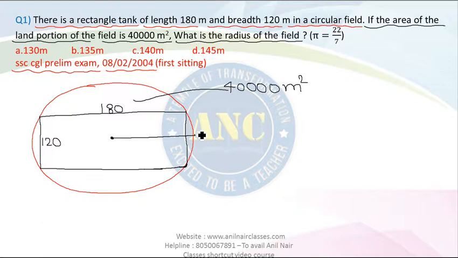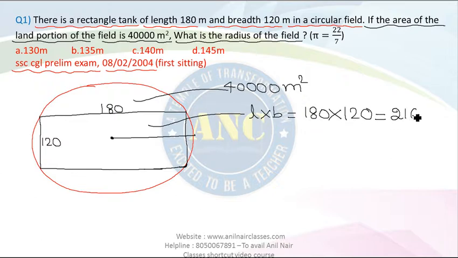Now listen to this carefully, sir. First of all, let us find out the area of the tank. The area of this tank is nothing but length into breadth. The length of the rectangular tank is 180, and breadth is 120 respectively. 18 into 12 is nothing but 216, followed by 2 zeros.